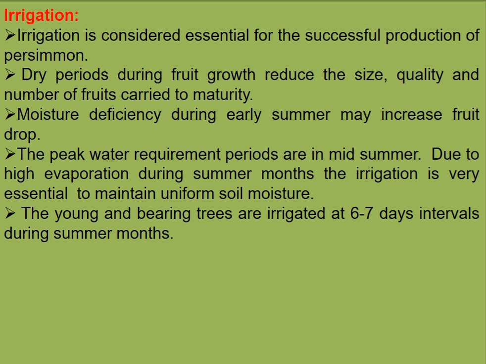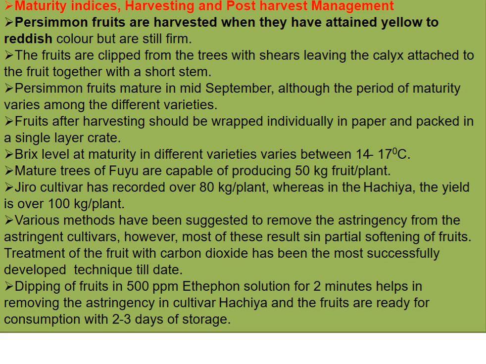Irrigation is considered essential for the successful production of persimmon. Dry periods during the fruit growth reduce the size, quality and number of fruits carried to maturity. Moisture deficiency during the early summer may increase the fruit drop. The peak water requirement period is in the midsummer. Due to the high evaporation during the summer months, irrigation is very essential to maintain uniform soil moisture. The young and the bearing trees are irrigated at 6 to 7 days intervals during the summer months.